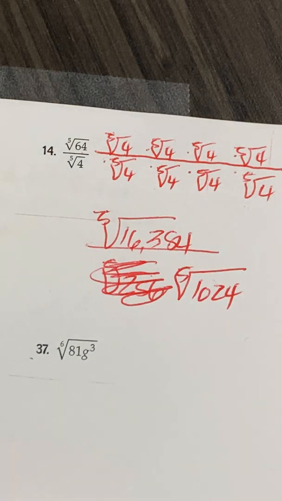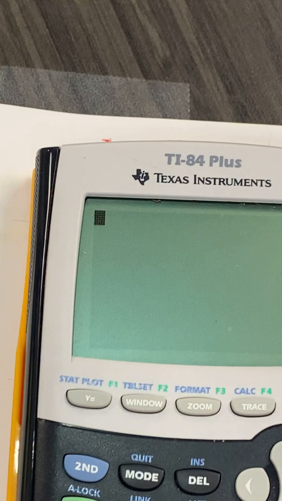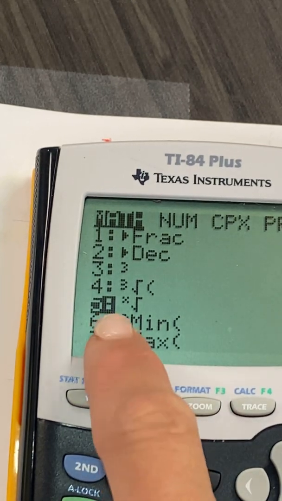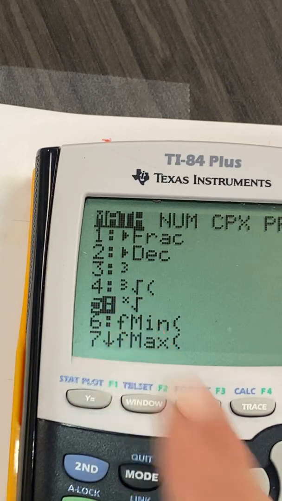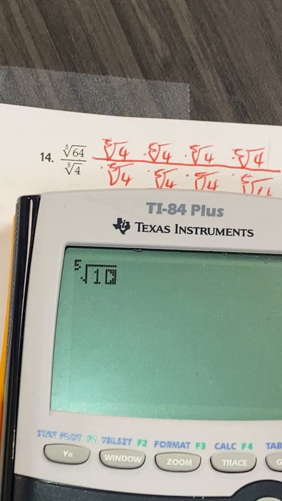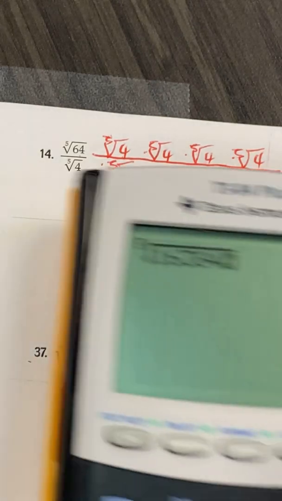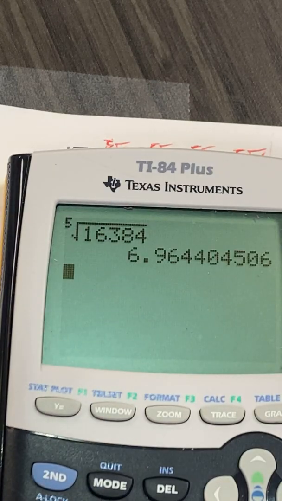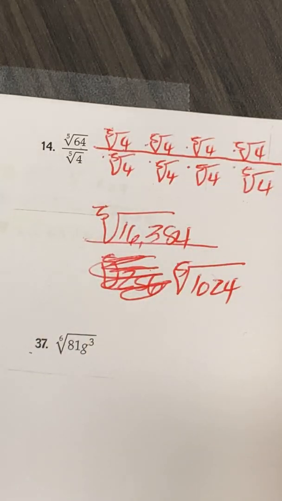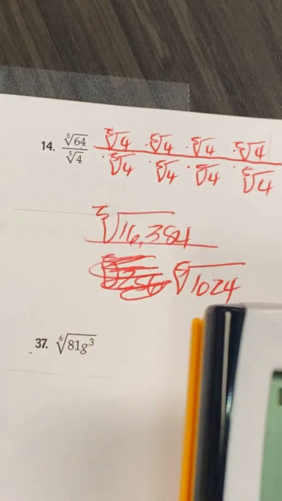And actually, someone showed me a shortcut of how to do it. I always put the 5 in first, like this. Then math. Then you go down to number 5. And when you press enter, it's going to take that value you typed in and put it in this little spot. 16,384, is that my number? What we got? Is that what it comes out to be? It's not perfect? No. Oh, that's a bummer.